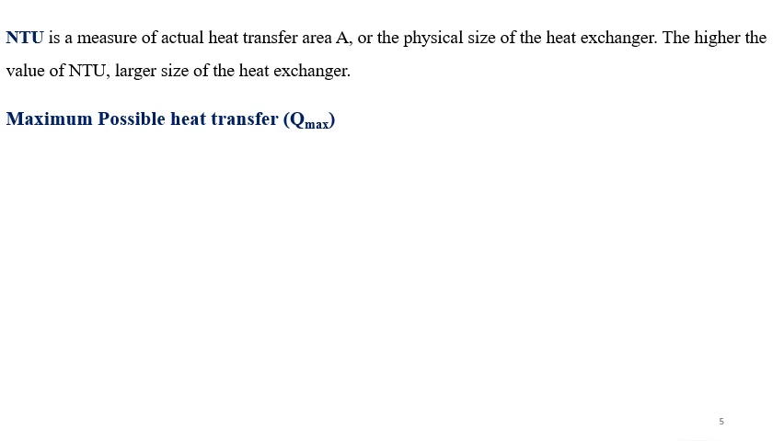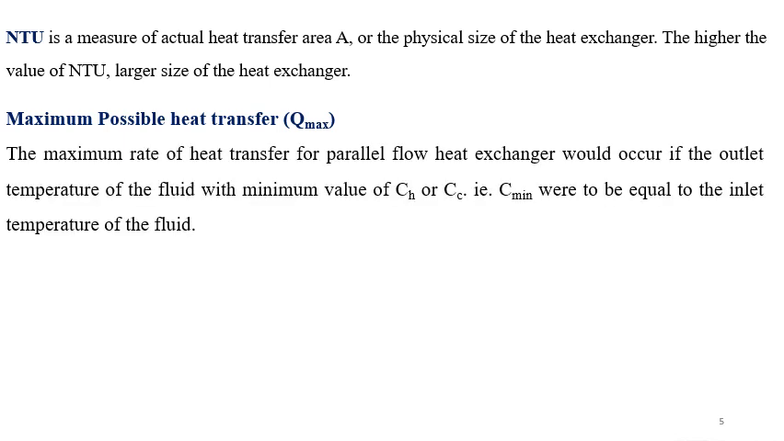So it means to gain a maximum temperature difference, therefore maximum heat transfer rate will occur and it can be determined. The maximum temperature difference in a heat exchanger will occur only when the difference between the inlet temperatures of the hot and cold fluids is maximum. So that means delta T max is maximum.